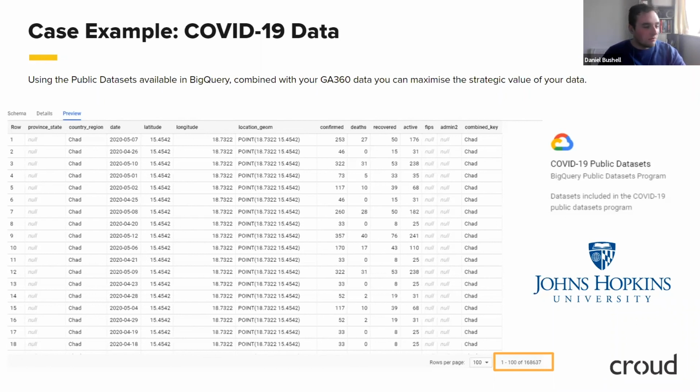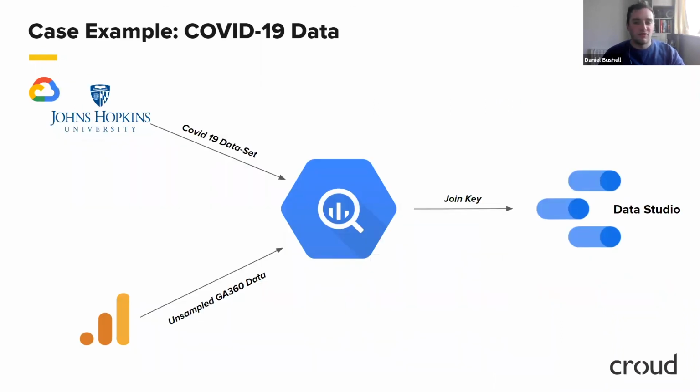I think it has, let me just read the number on the screen, 168,000 rows of data. That's a lot of data, and you're going to struggle. I don't even know if it would be possible to get that many rows within Google Analytics, to be honest with you. So we can go into BigQuery, take that data, and combine it with our unsampled GA360 data. We find a joint key. We've been using country and date as our joint keys so that it brings it together.